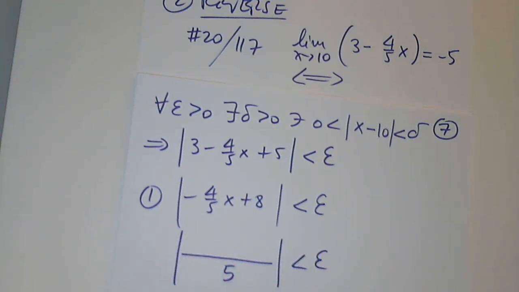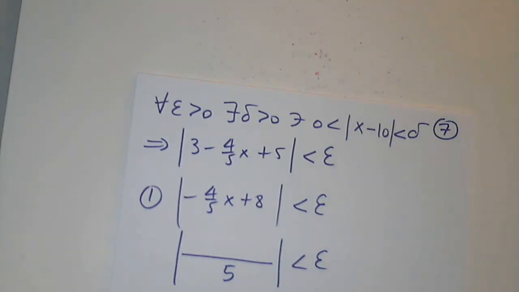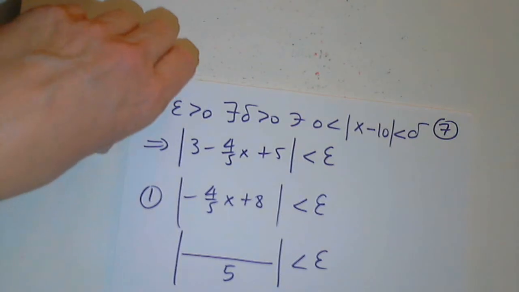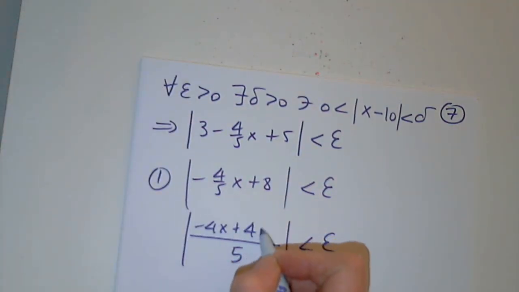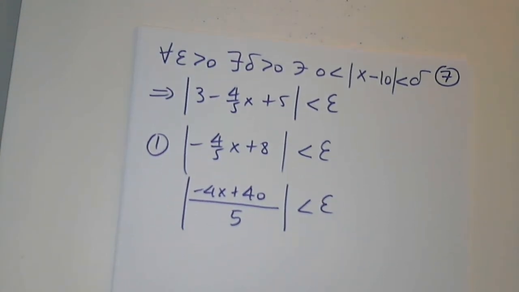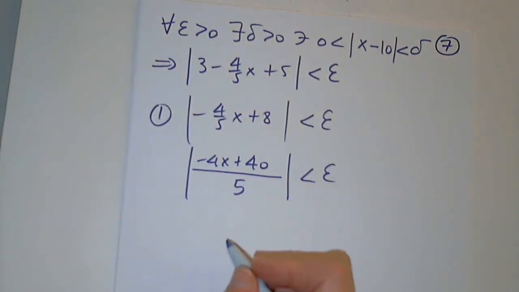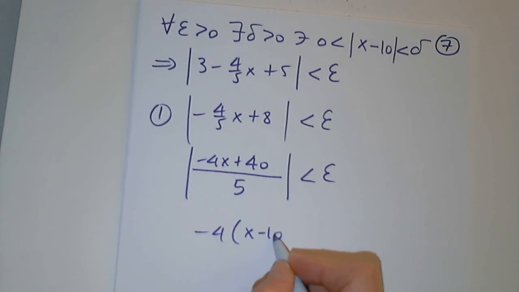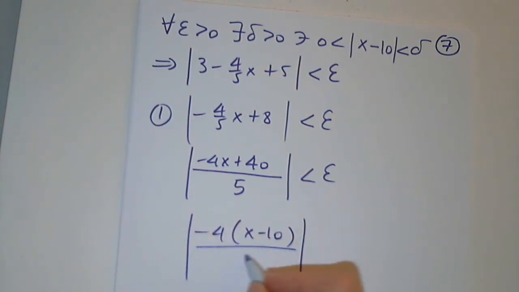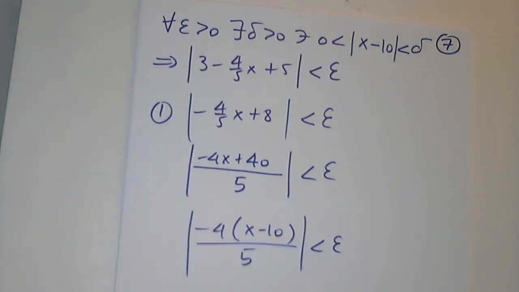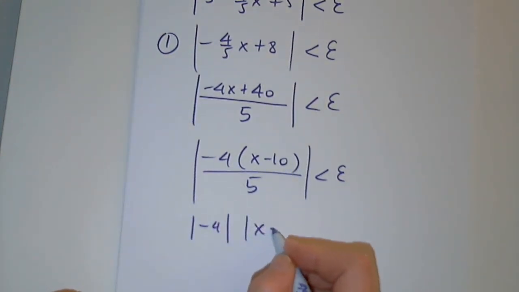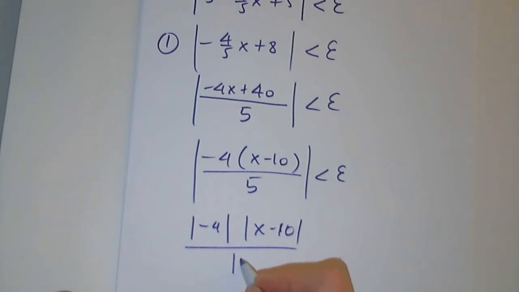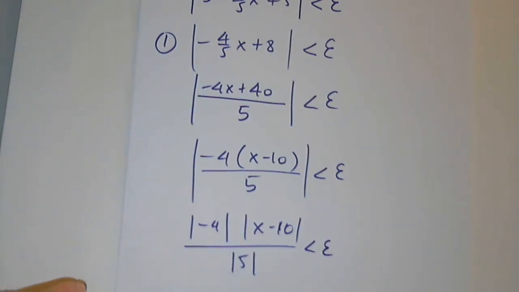This is what I recommend. Other ways are fine. I'm not saying not to, but I recommend this. So then we have negative 4x plus 40. Would you agree? Then I will factor at the top negative 4 and I get x minus 10. And now I write the absolute value of negative 4, the absolute value of x minus 10, over the absolute value of 5, less than epsilon.